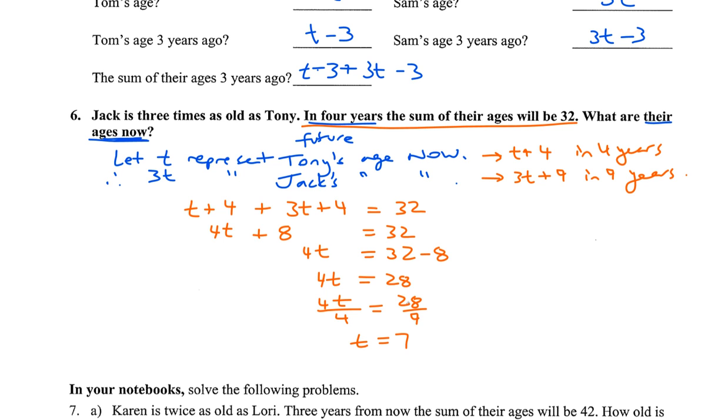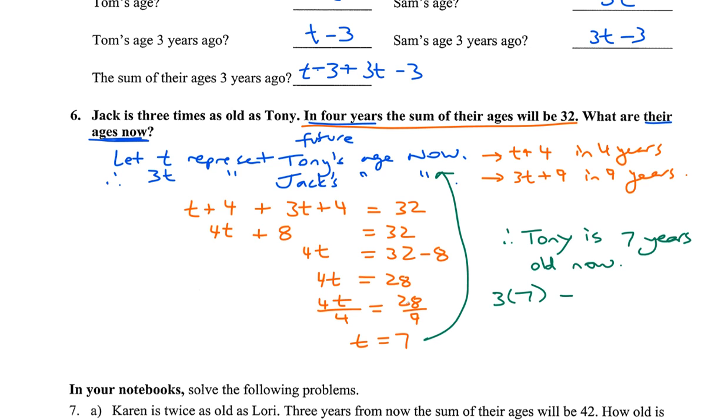Remember, the question's asking what are their ages now, so that's back into my let statement. So therefore Tony is 7 years old now. We've got to figure out how old is Jack now. So 3 times 7 is 21, and Jack is 21 years old now.